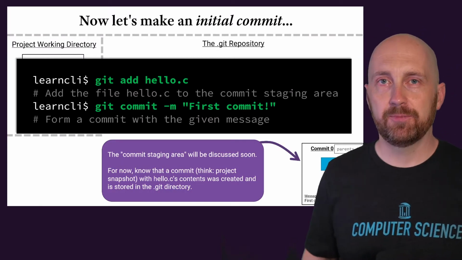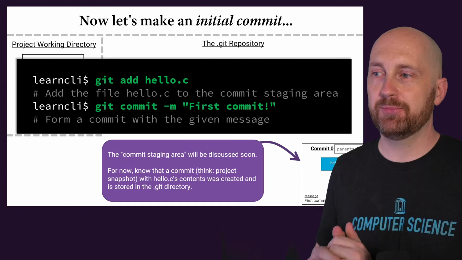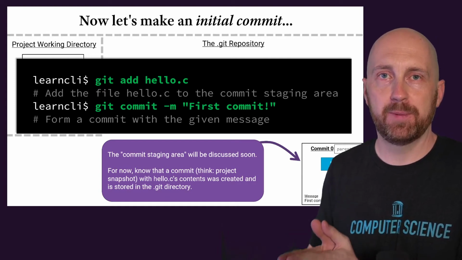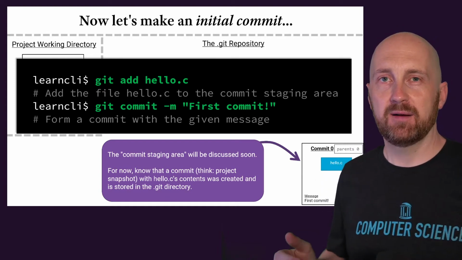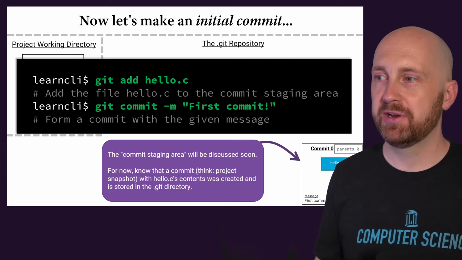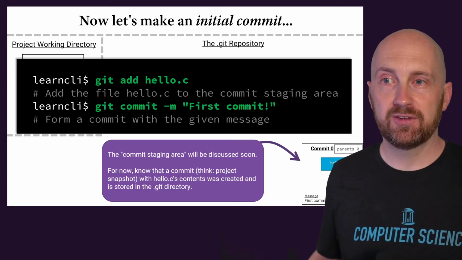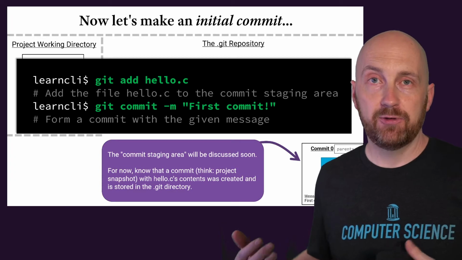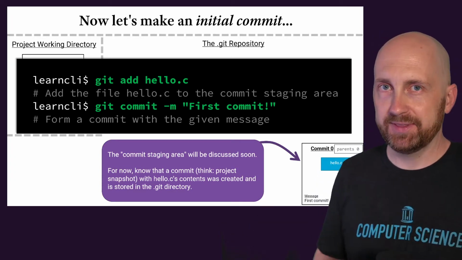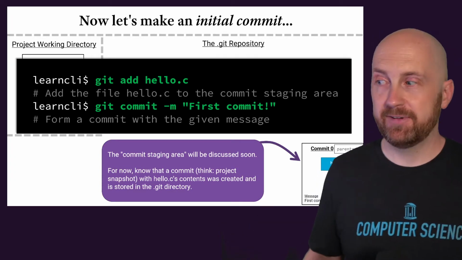Now what we're going to do, and I'm going to explain the exact steps that are going on here in just a moment, is get a couple of commits set up so that we can explore with a little bit more intention. We're going to do something called adding a file to our staging area, and we'll talk about that in depth in just a moment. And then we're going to make our very first commit.